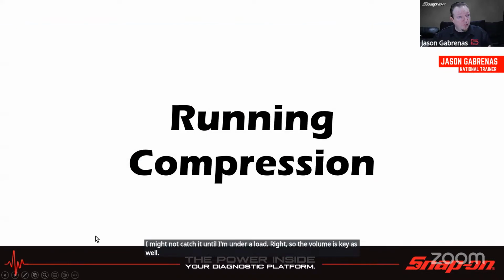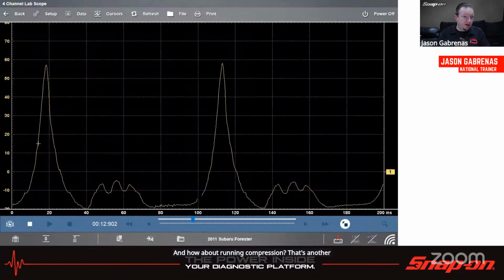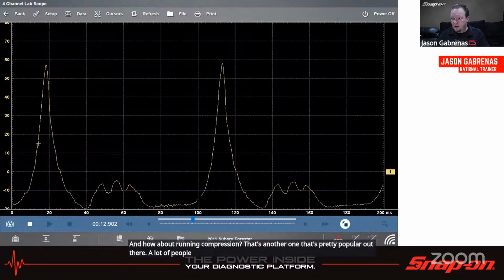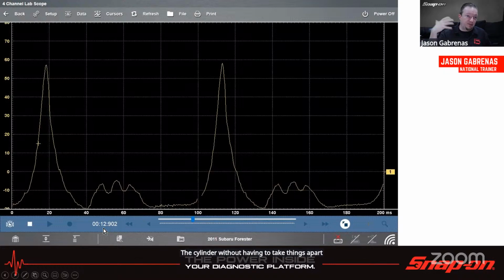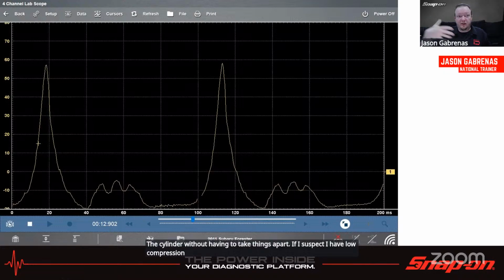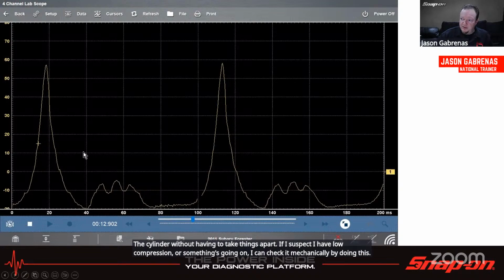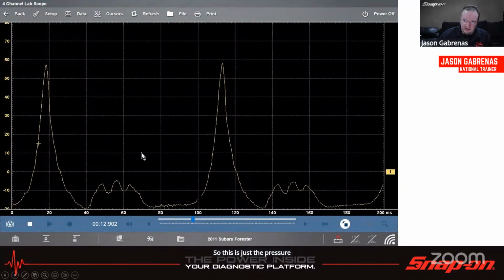And how about running compression? That's another one that's pretty popular out there. A lot of people want to learn how to do this test just because you can see a lot about what's going on inside the cylinder without having to take things apart. If I suspect I have low compression or something's going on, I can check it mechanically by doing this. So this is just the pressure wave in the cylinder as it's running.